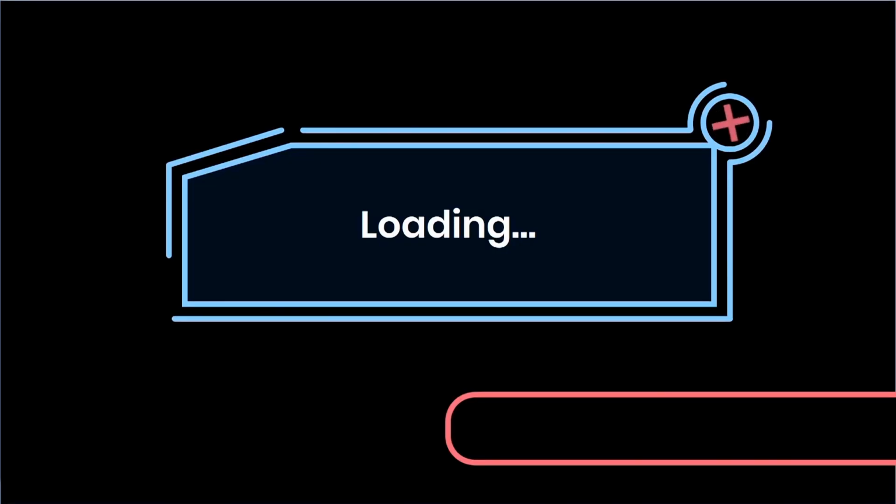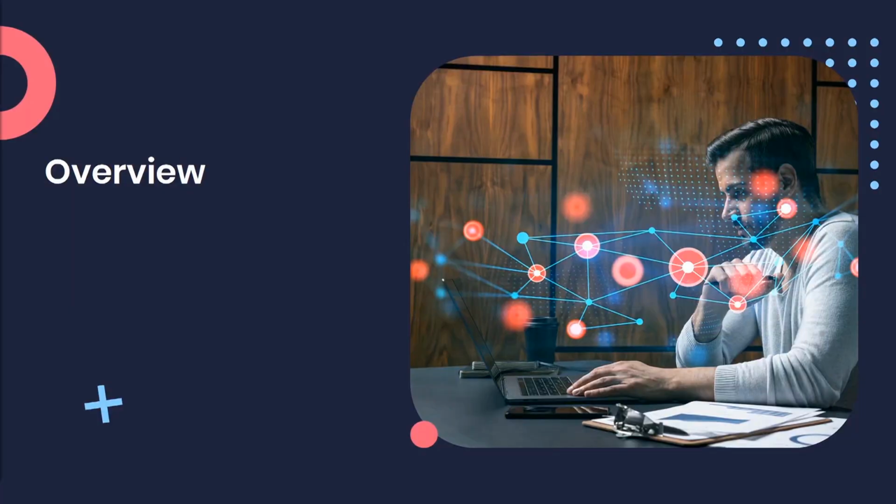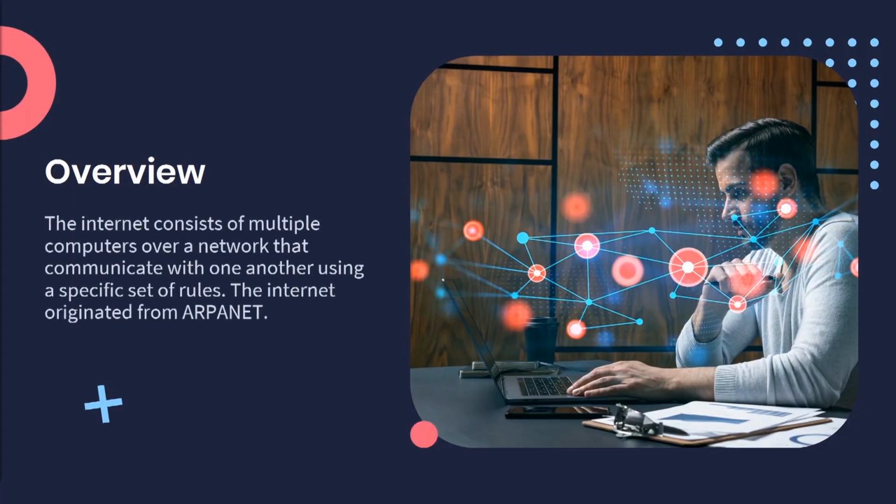Now for our very first topic for today, the internet and the World Wide Web. So without further ado, let's dive in. Now let's briefly visit the overview of the internet. And essentially the internet consists of multiple computers, or otherwise known as devices, over a network that communicate with one another using a specific set of rules. And shortly, we will be covering the different kinds of architectures and topologies when it comes to networking.